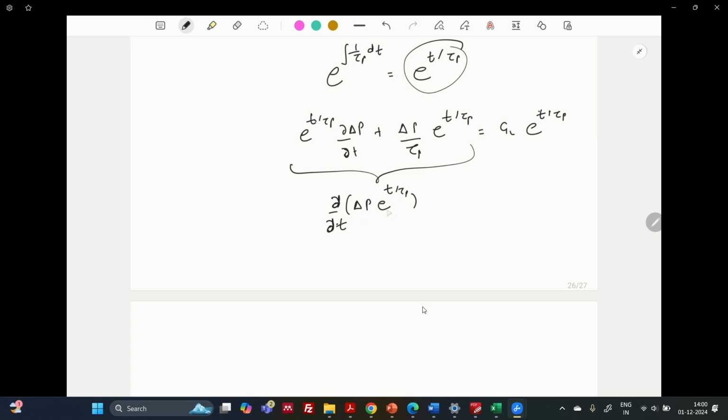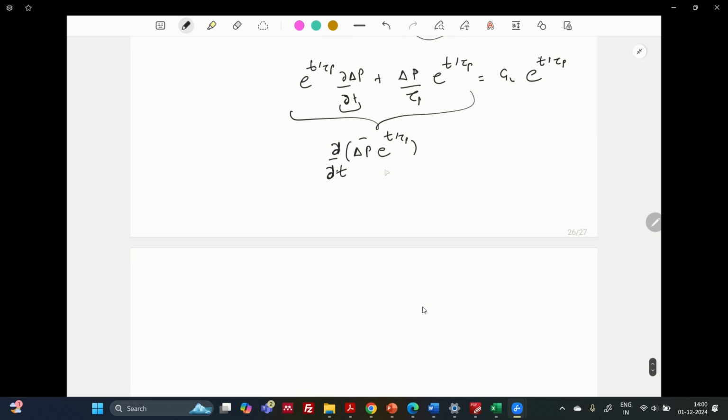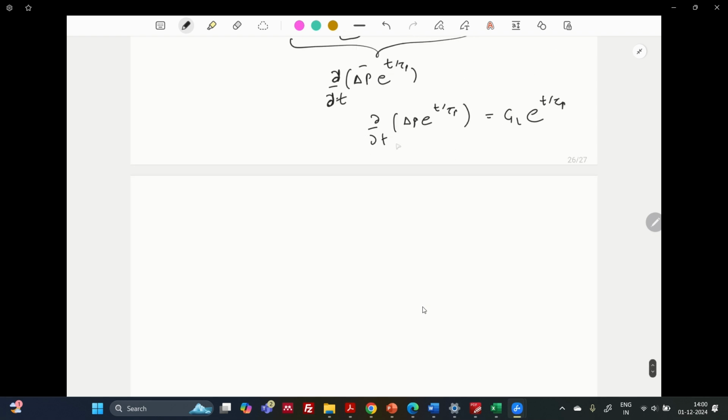Okay, so if I differentiate it, how do you differentiate it? So differentiate this, that will give you this term, this is as it is, plus differentiation of this, so that will be e to the power t by tau P. It will give you this term plus the differentiation of this thing, so that will be 1 by tau P times this, that is delta P, equals GL into e to the power t by tau P. So I can write it like this: del by del t of delta P e to the power t by tau P gives me GL into e to the power t by tau P. Now this is very easy to integrate.